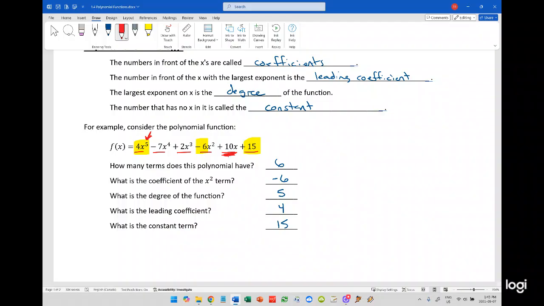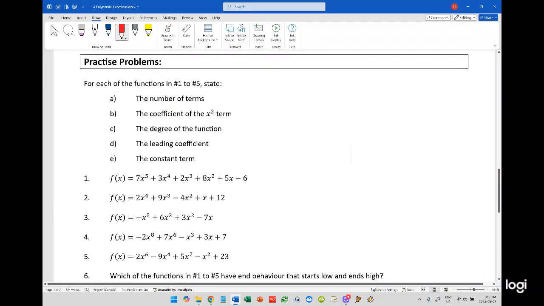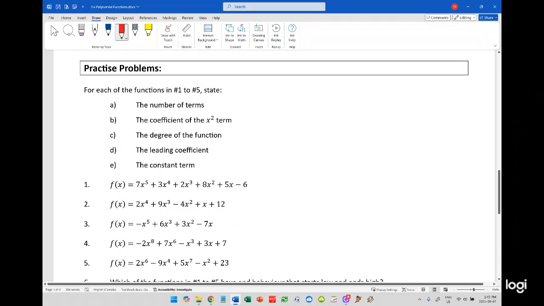But just before we do that, I do want you to practice some of these terminology ideas and just go through a couple of these practice problems here. The answers are at the bottom. Make sure you double check them to see that you're doing it correctly.